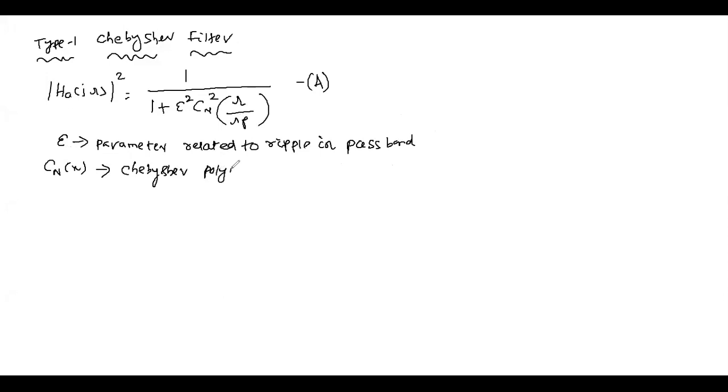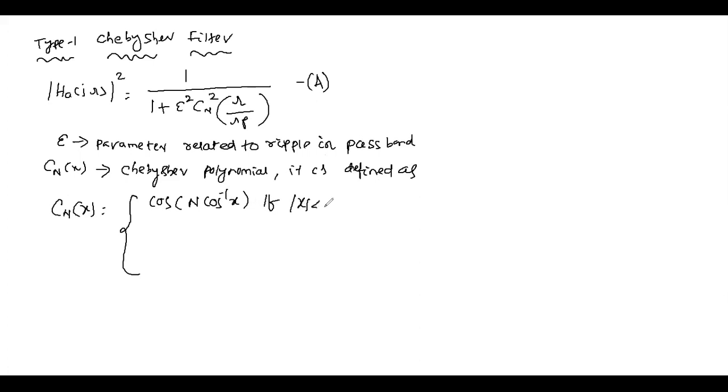Chebyshev polynomial. And it is defined as Cn(x) equals cos of n cos inverse x if mod x is less than 1, and cosh of n cosh inverse x if mod x is greater than 1. So in this way, we can define this Chebyshev polynomial.